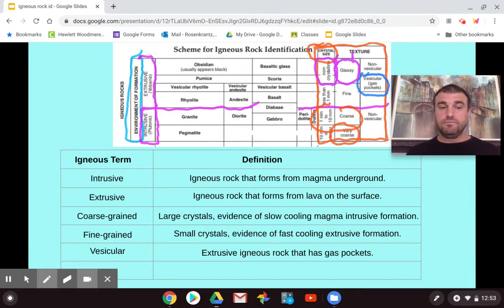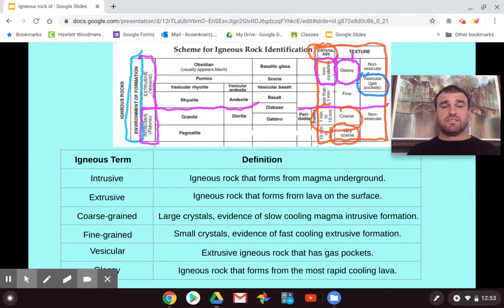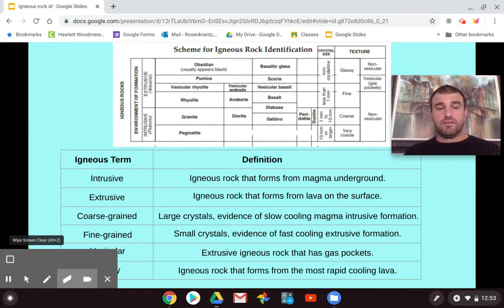So you can get some definitions from this chart directly or indirectly if you know how to read it. So glass actually forms from the most rapid cooling lava. The lava cools so fast, there's no time for a pattern to form in the atoms, which means there's no crystal structure. All right, so glass. So glassy, it says glassy under here, is an igneous rock that forms from the most rapid cooling lava.